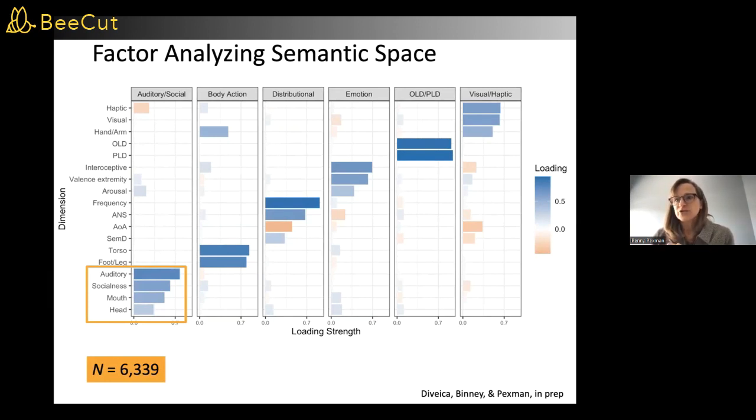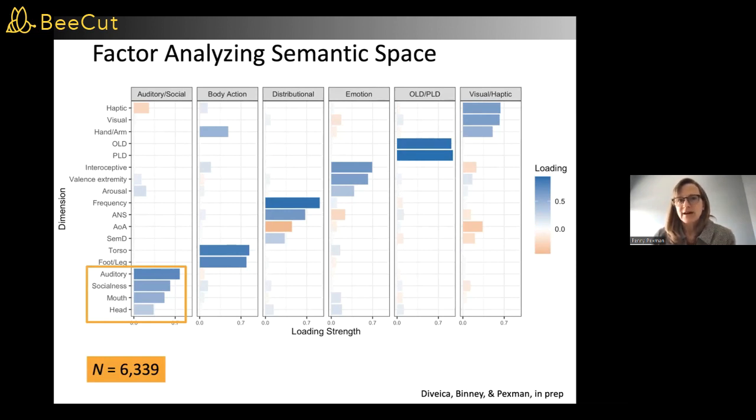And so would socialness really capture anything different from emotion? And so it's interesting, first of all, that socialness and emotion are very weakly correlated. But in the factor analysis, socialness lands in this area I've highlighted with the gold square. Socialness lands with auditory information and head and mouth action. So suggesting there's a real sort of communicative element to this, to the socialness that we've measured with this dimension.